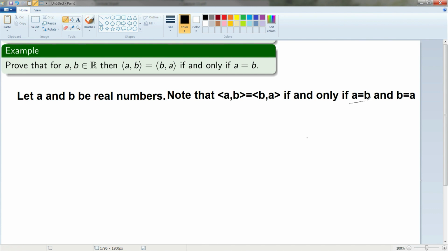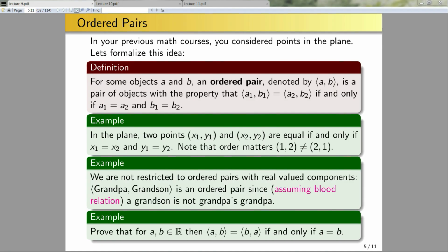Now from here, we have that A is equal to B, therefore we're done. So this is a pretty trivial proof, but I just wanted to give another example of dealing with ordered pairs. Now before I continue on to the next topic, let's talk about a computer science application of ordered pairs.